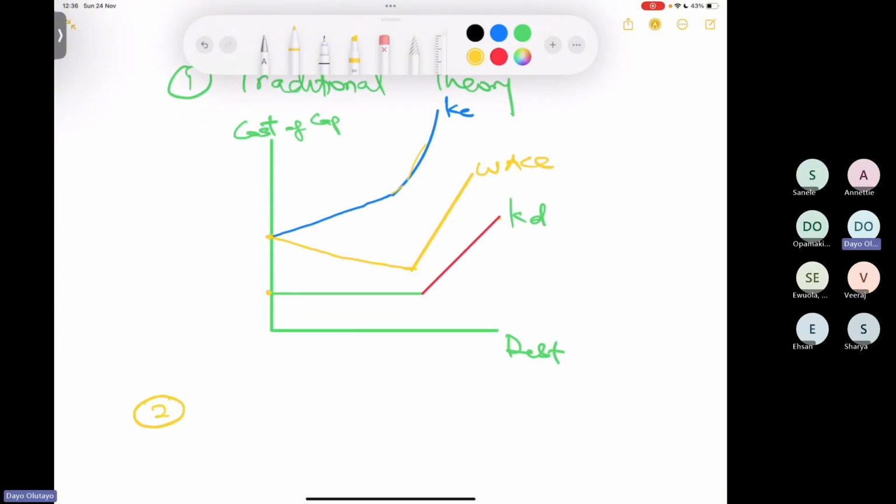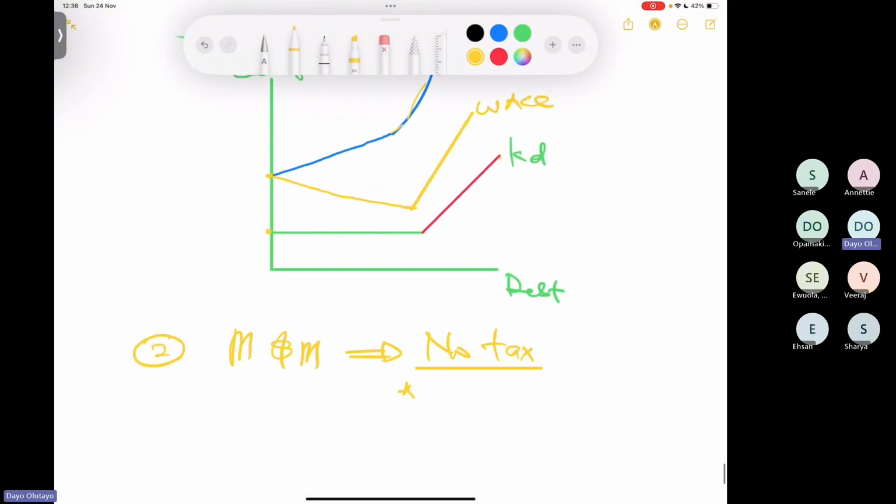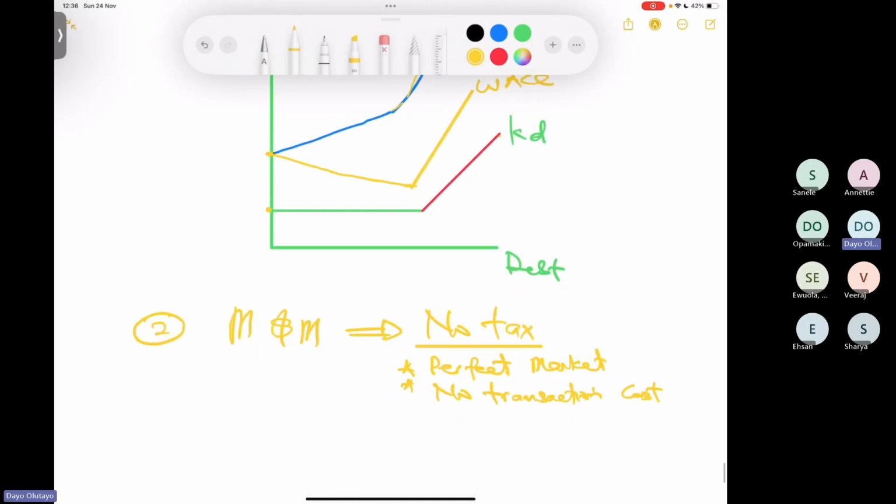Now let's go to the second one. The two guys called M and M, Modigliani and Miller, they now came with two theories. The first one is their stupid theories, so I call it, because they believe that there's no tax benefit on debt. So their first theory is the no tax theory, which is really silly. They made additional assumptions, like they believe that market is perfect, which is not true. They believe that there is no transaction cost, which is also not true. Yeah. So there are no tax theory.